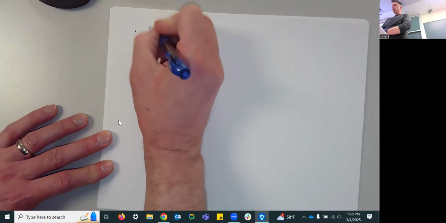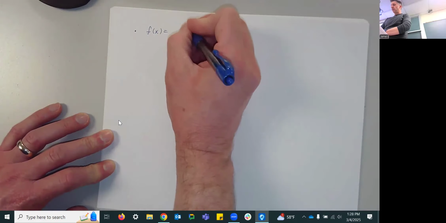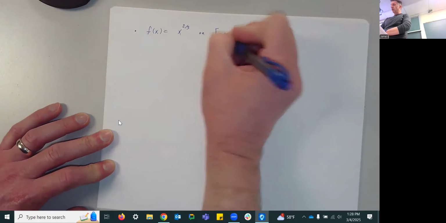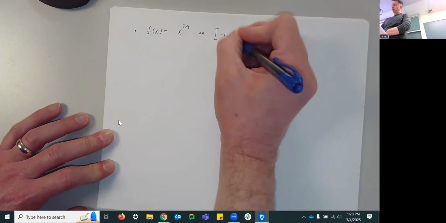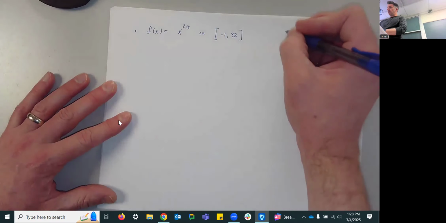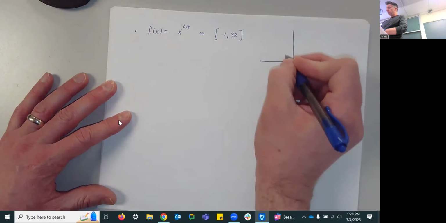If our function was x to the 2/5 power on the interval from -1 to 32. I'll point out this function is defined on this interval. It's continuous on this interval. It's not differentiable on this interval, but that's not a requirement. Because if you look at this function, in fact, I'm going to give away the game here, but that's all right. It kind of looks like this.